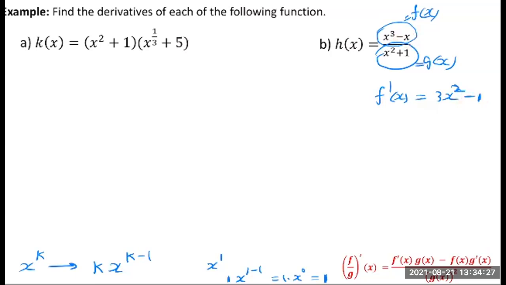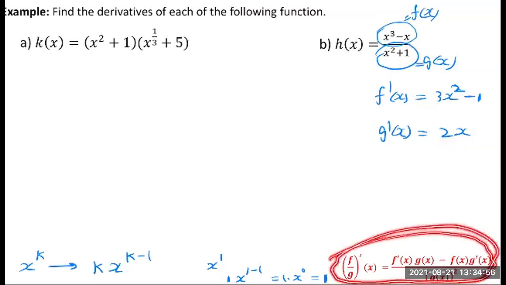Okay, now I need the derivative of g. g prime of x is just 2x, because the derivative of this function is the derivative of the first piece plus the derivative of the second piece. The derivative of the first piece is 2x. The derivative of the second piece, which is a constant, is 0. 2x plus 0, which is 2x. Now I'm ready to go with this formula. I have all the ingredients that I want to go with this formula.